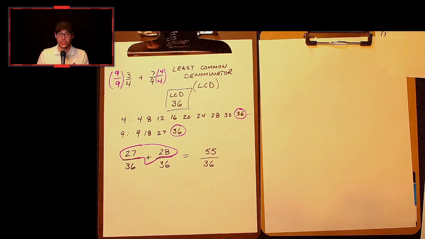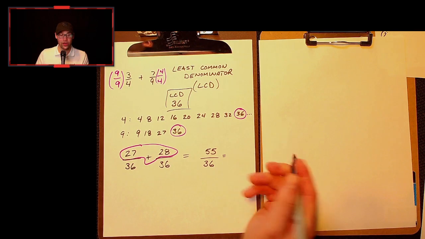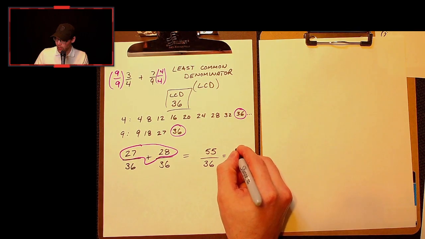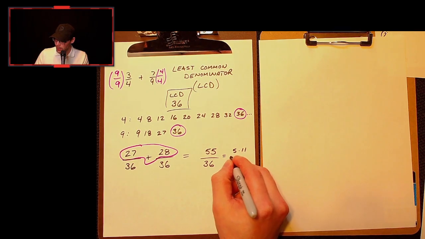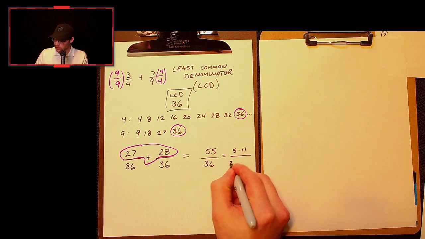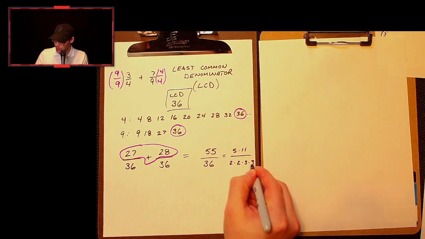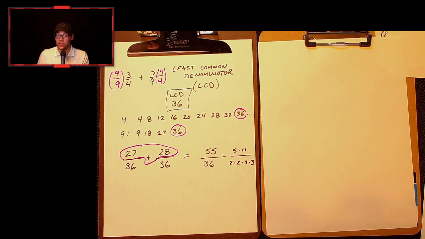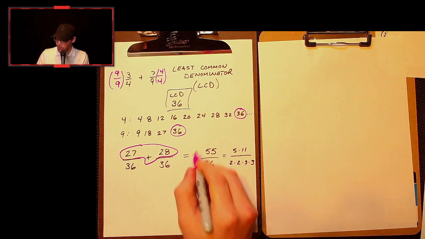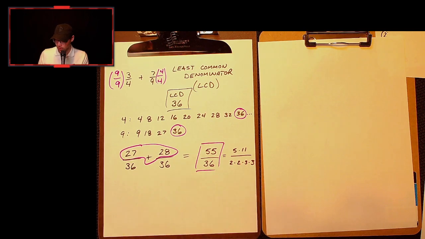And you can prove that to yourself by breaking these down into their prime factorizations. 55 is 5 times 11, and 36, we actually already did this, is going to be 2 times 2 times 3 times 3. We can see that none of these factors are the same, and therefore we cannot cancel. That means our final answer, in its simplest form, is in fact 55 over 36.